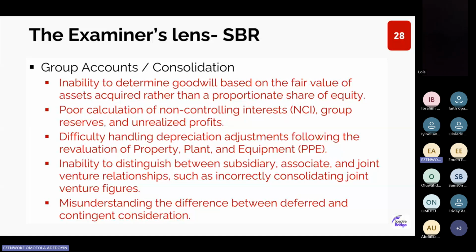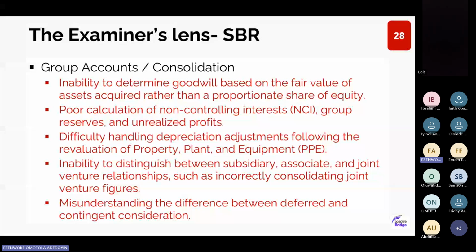So in the course of the class, we're going to learn how to know whether it's a subsidiary or an associate, because if you don't determine it correctly, you could use the wrong method. So you should be able to determine that. Now, there's also misunderstanding the difference between contingent and deferred consideration. And this is important. If you're determining goodwill, one of the key things in goodwill is purchase consideration.